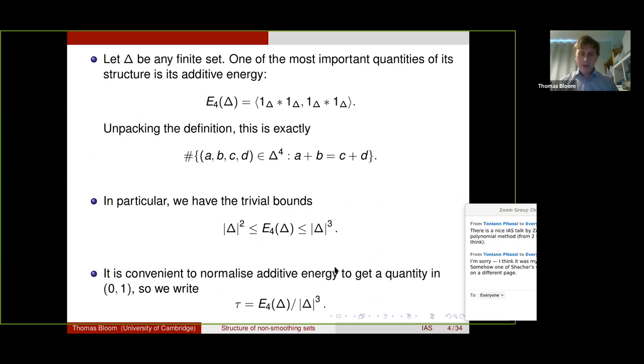Given these bounds, it's convenient to normalize additive energy. So I'm going to write tau to be E4 of delta divided by delta cubed. Okay, so in particular, tau is always at most 1. So tau is some sort of measure of how much additive structure delta has.